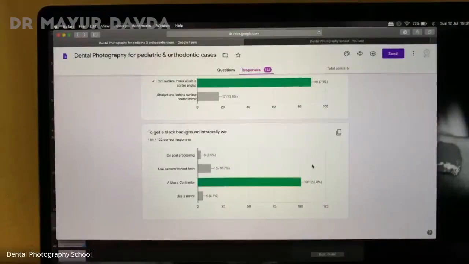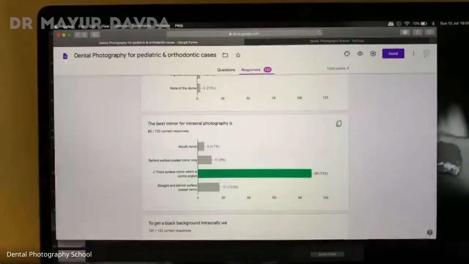Background intraorally, we do post processing. Three people said that. I really don't know why. We use camera without flash. This is shocking. 13% saying that is shocking because whenever you don't use flash, you're not doing dental photography. And the correct answer was use a contrastor. That was said by 101 people. That's around 83%. Really happy to know. And five people said we use a mirror, and that's the wrong answer again.